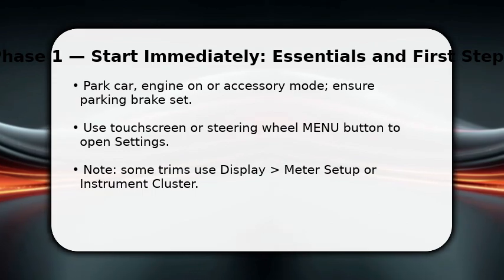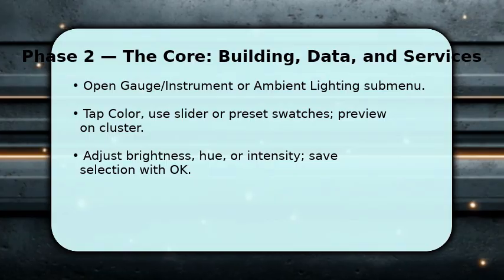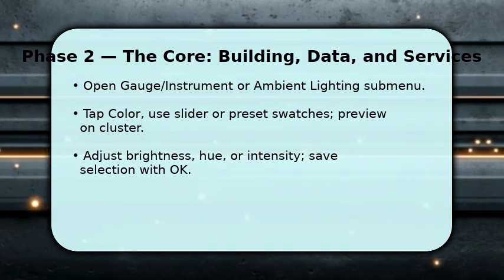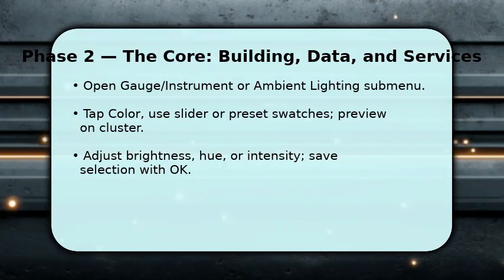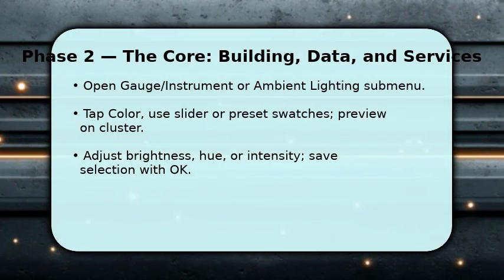You now move into the heart of the change. Open the gauge or ambient lighting submenu. Tap color and either choose a preset swatch or drag the slider to fine-tune hue and saturation. You'll see an immediate preview on the instrument cluster. This feedback is why you can confidently adjust.